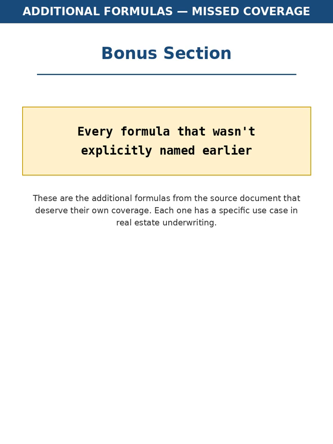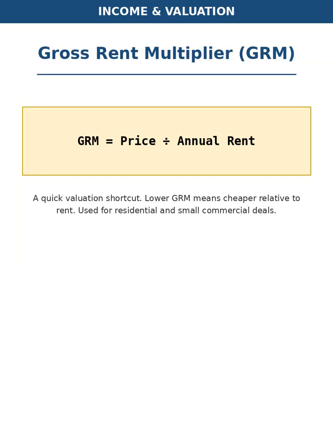No gaps left. Gross rent multiplier, or GRM. The formula is purchase price divided by annual rent. It's the fastest valuation shortcut in real estate. A GRM of 8 means the property costs 8 years of rent. Lower GRM is cheaper. It ignores expenses and financing, so it's a screening tool, not a final valuation. Use it to quickly compare similar properties, then go deeper with cap rate and DCF.